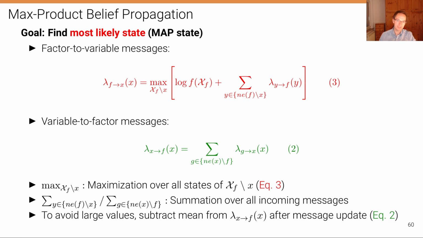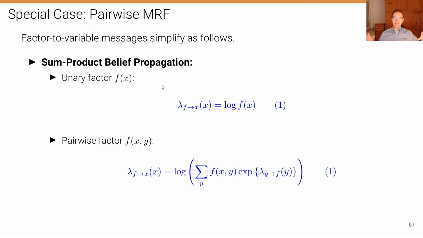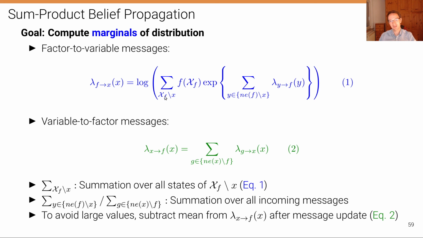And similarly, here is the equation for the max product belief propagation algorithm, which computes the most likely state, where the variable to factor message hasn't changed, but this message here has changed and the sum has been replaced by a maximum. In the special case of a pairwise MRF, this simplifies further, and that's the case that you're going to consider in the exercise. Here, for instance, the unary factor message is simply the logarithm of the factor itself. It's easy to see this because there are no other variables except for the variable of that factor. So the summation goes away, and these terms also disappear because there are no neighboring variables of that factor other than the variable that we consider.